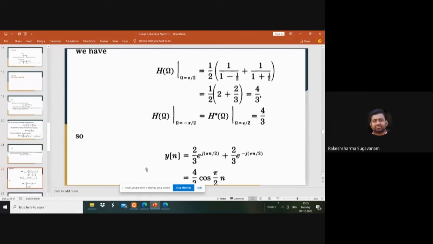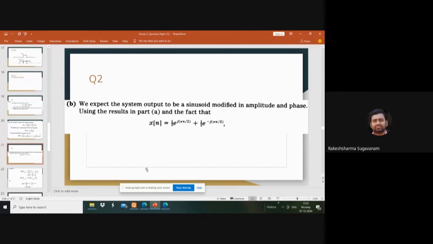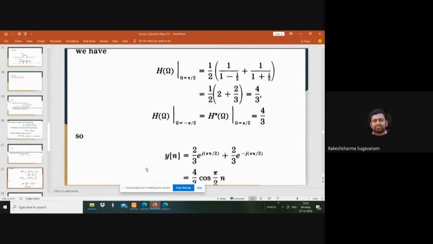So for the given x of n, you are supposed to calculate y of n. So x of n can be written as 1 by 2 e power j pi n by 2 plus 1 by 2 e power minus j pi n by 2. So we are interested in the region where x of n exists. As sir said, we are interested in h of omega where x of omega exists. So x of omega exists between minus pi by 2 and pi by 2. So we are calculating h of omega in this region, and we are finding the y of n.